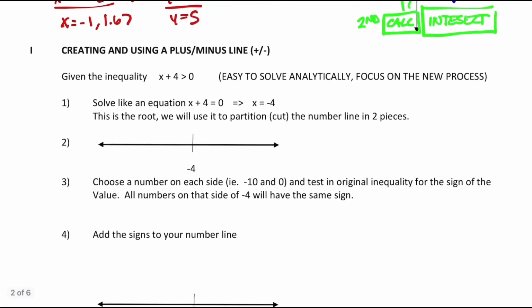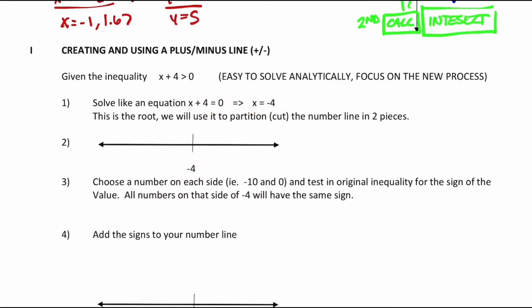Next, let's talk about our plus-minus lines. I know we did this a little bit last unit with domain, but we're going to take a very simple example here and kind of explain this process, hopefully make it a little bit easier. So first of all, it says, given the inequality x plus 4 is greater than 0, obviously it's easy to solve analytically. We're going to just focus on this new process. Solve like it's an equation, because what you want to do is get the critical values. So basically, pretend it's equal to 0, solve it, and obviously we get -4. So that's the number that goes on the number line, right? You solve this equation, we get x equals -4, that goes on the number line.